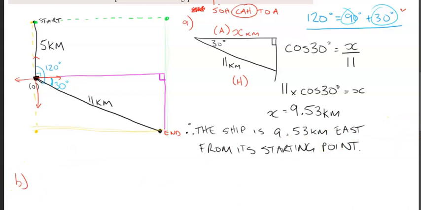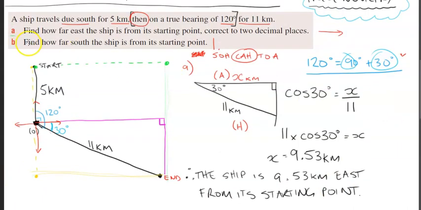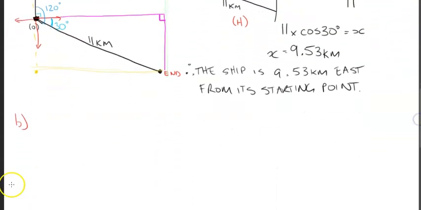Because the next question asks, find how far south the ship has gone from the starting point. So we know that there's automatically going to be 5 kilometers. That's how much it's traveled south to begin with. But what we're really interested in is this point, which is here, which happens to be the same length here, which is also from our diagram, but it's just looking for something a little bit different. So again, I'm going to draw this diagram out.